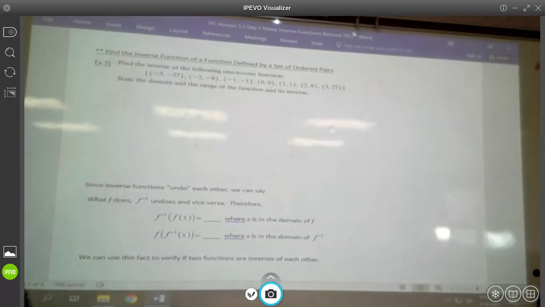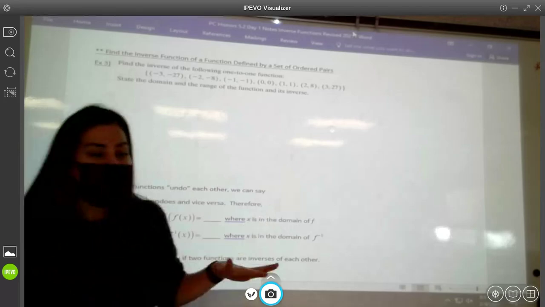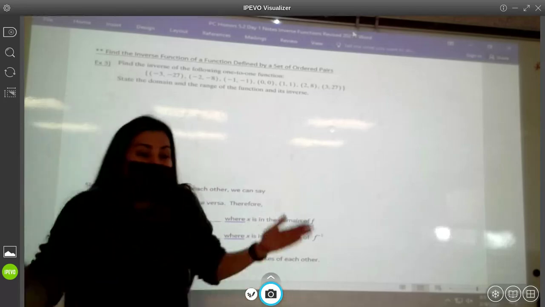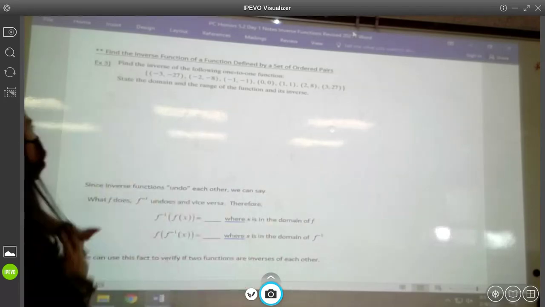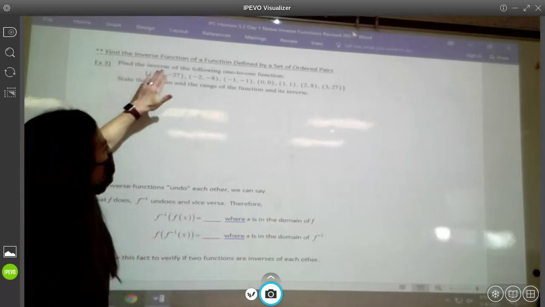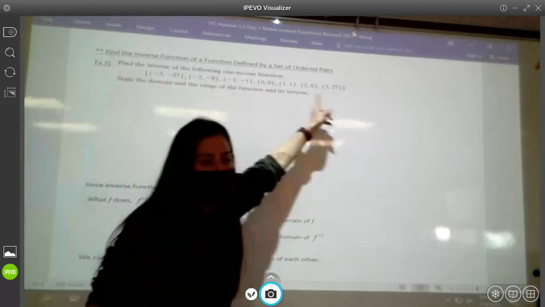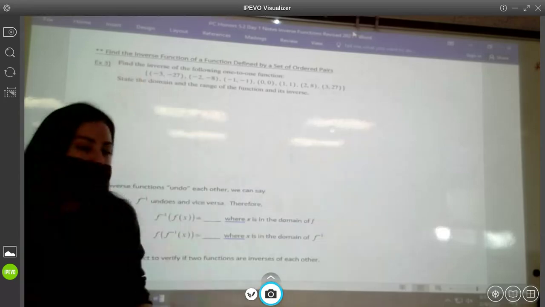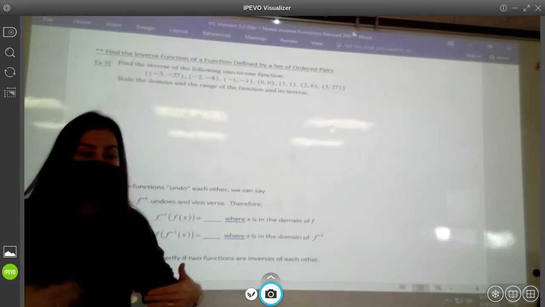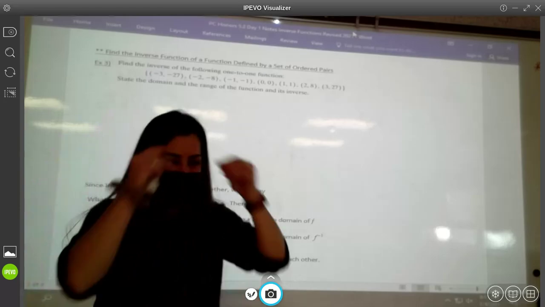Okay, so I know that's a lot of fancy talk, but I'm telling you, working with inverses is really not that bad. It's just a bunch of switching. So look here. Find the inverse function of the following one-to-one function. So guys, they've given you a function as a set of ordered pairs, and they've already said to you it's one-to-one, so we don't have to worry about it. The minute you know it's one-to-one, you know the inverse can exist.